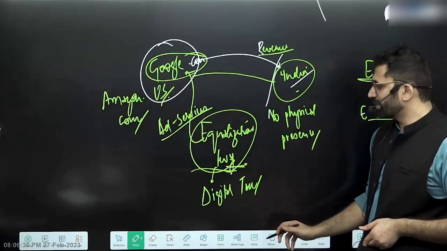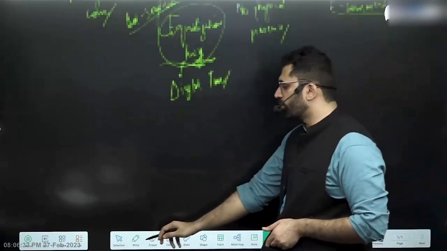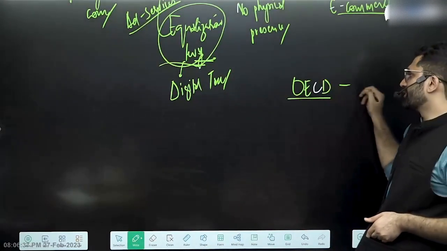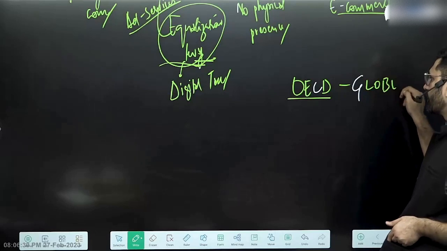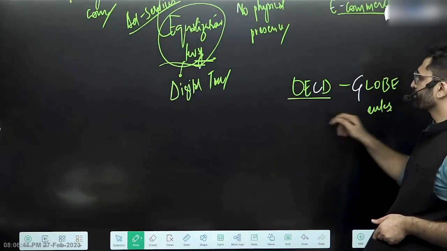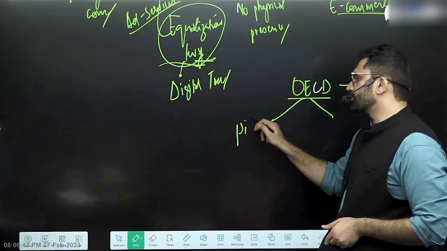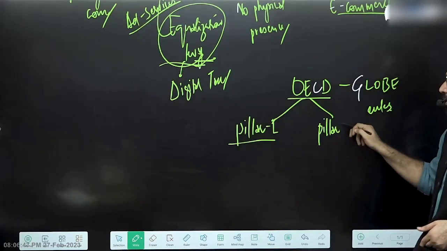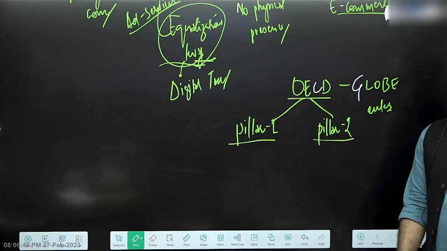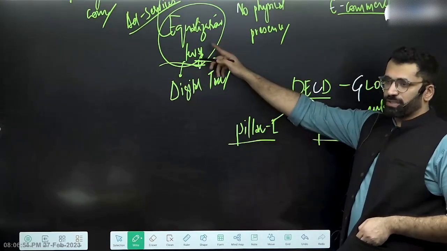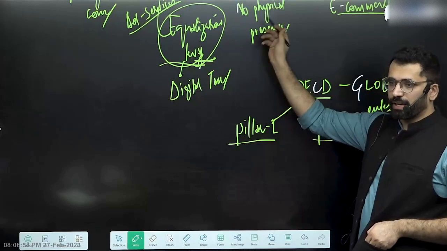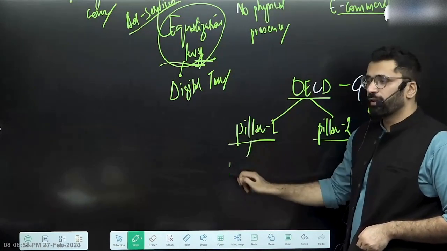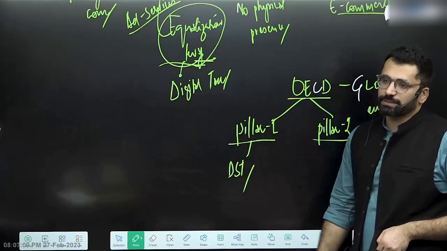This equalization levy has also become important for the global taxation system, and OECD has introduced this under its globe rules, where there are two pillars, pillar 1 and pillar 2. Under pillar 1, it is saying that companies which are not paying taxes but are generating revenue from offshore sources, they are going to pay a digital service tax.